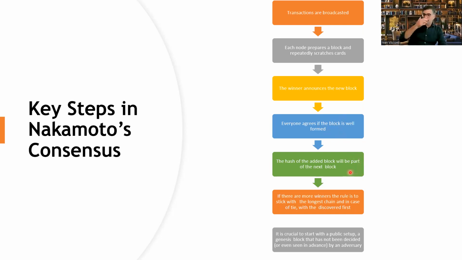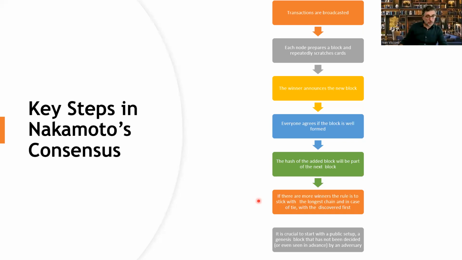Okay, and then the hash of the added block will be part of the next block. Whoever wants to add another block now will have to use this new block as the previous block. That's the point. I told you there can be, of course, more winners because it's a lottery, and there are more solutions to the puzzle. So I'll find one, another one will find another one.